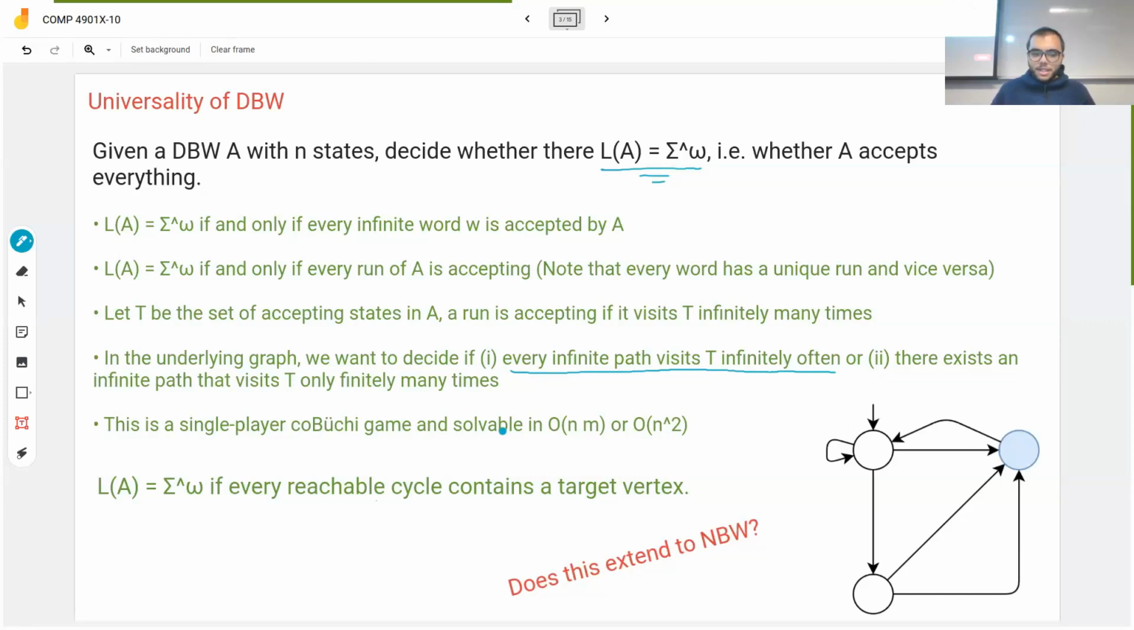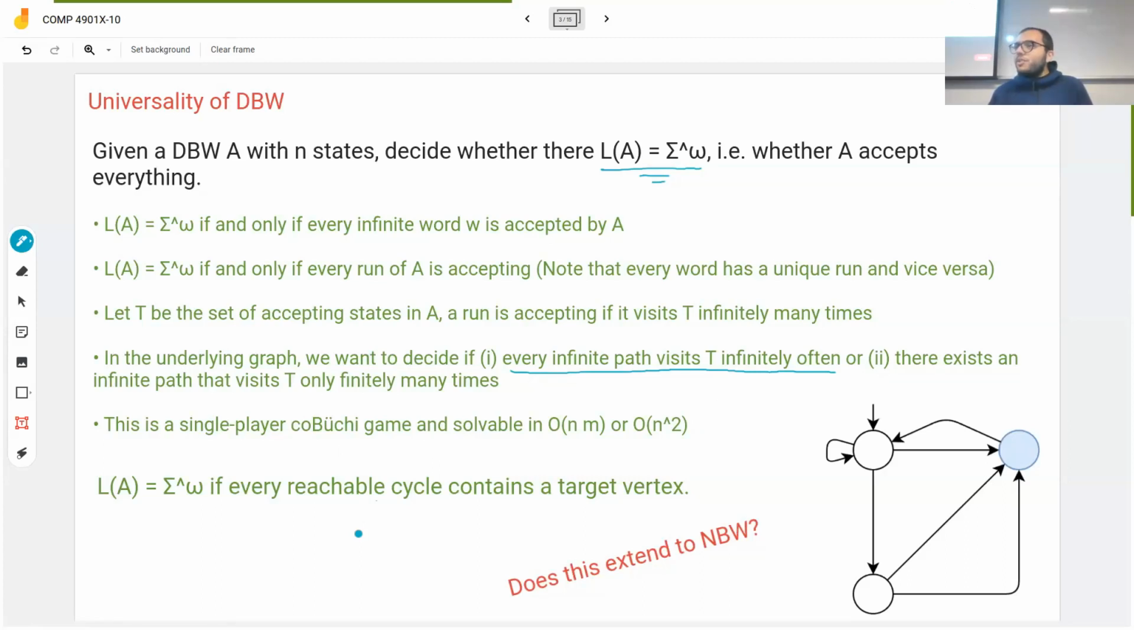Okay? How can I do that? Give me an algorithm. So forget the algorithm for Büchi game. I mean, of course, that worked. But I have a graph. I have marked some of the vertices as blue. And the question is, is there a reachable cycle that does not have blue vertices in it? Or is it the case that all reachable cycles have blue?